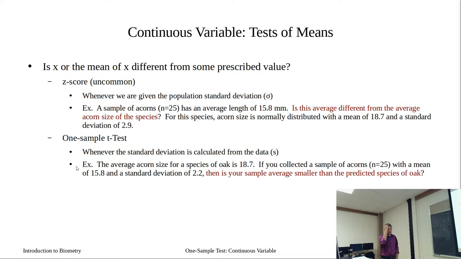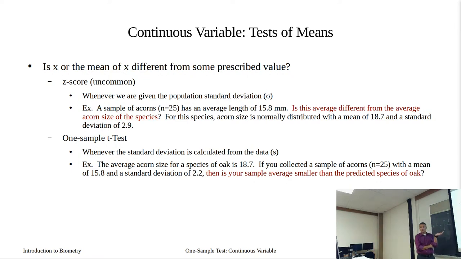So we're going to start with a continuous variable, and we're going to test for means. Is the mean equal to some value or not? Is the mean of X different from some prescribed value? That's our question. We've got two options. One is a Z-score, and the second is a one-sample t-test. The Z-score is pretty uncommon, because you need the population variance, the population standard deviation. Typically, you don't have that. But if you do have it, then you run a Z-score.